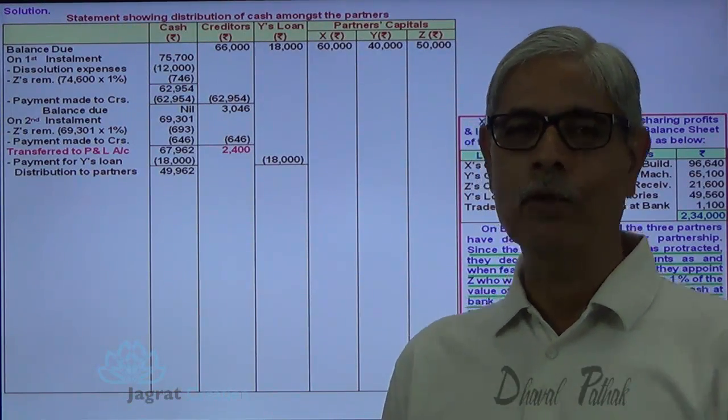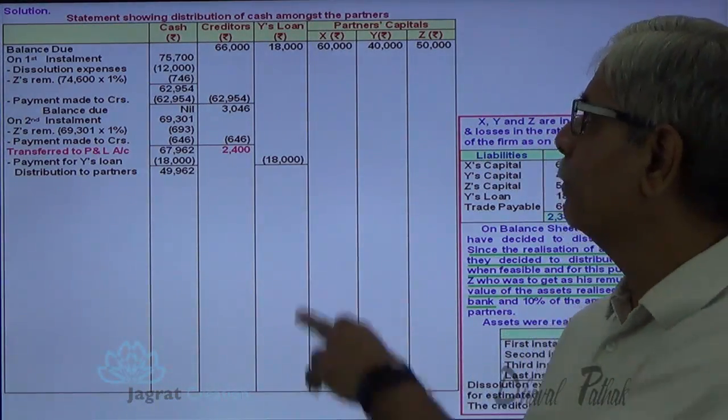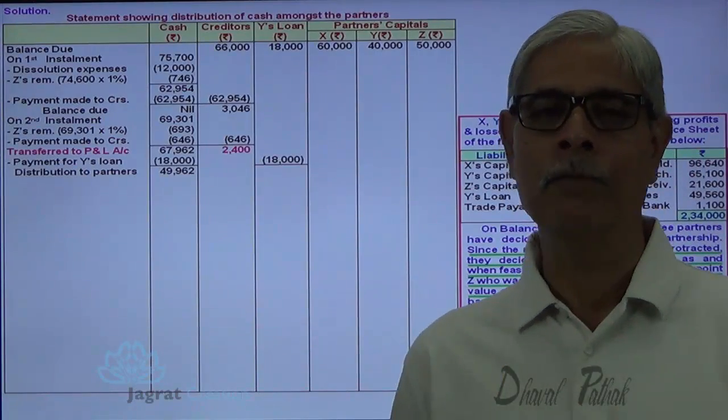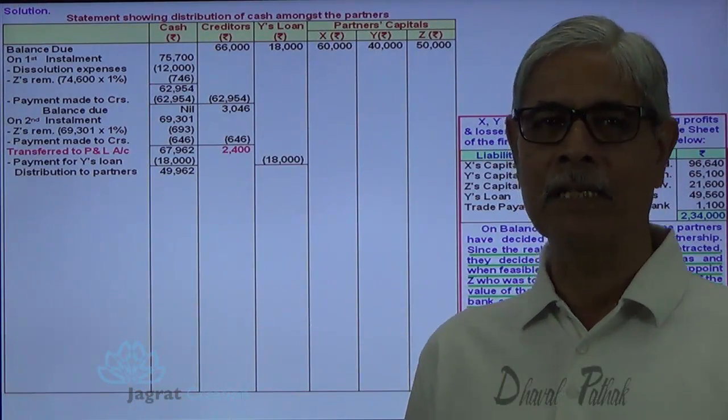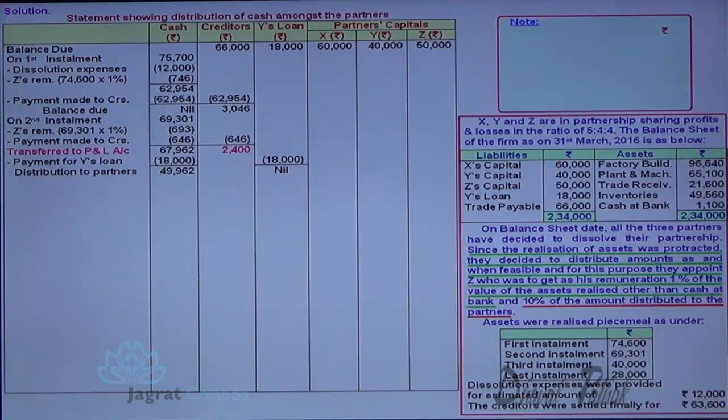So we are required to work out the remuneration payable to Z, because now the instance for payment against partners' capital has arisen. So we are required to prepare a working note for that. Now this is an important point. 10% of the amount distributed to partners. So if 100 is, let me prepare a working note for that.